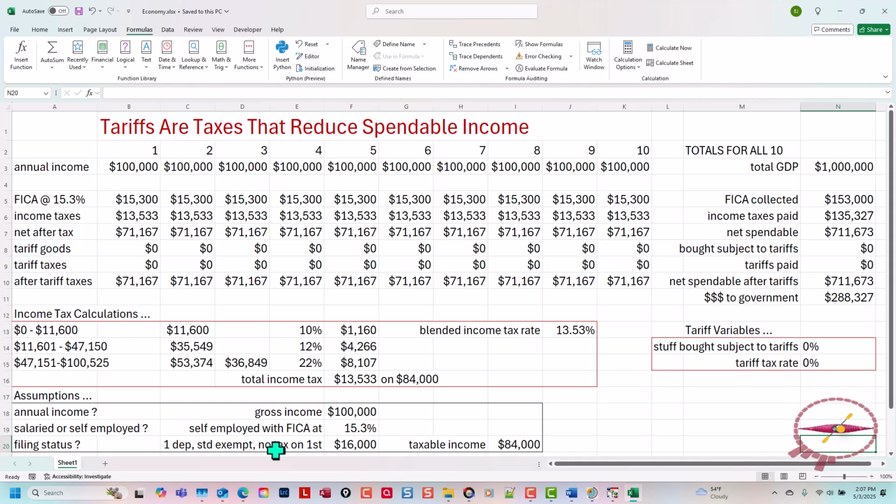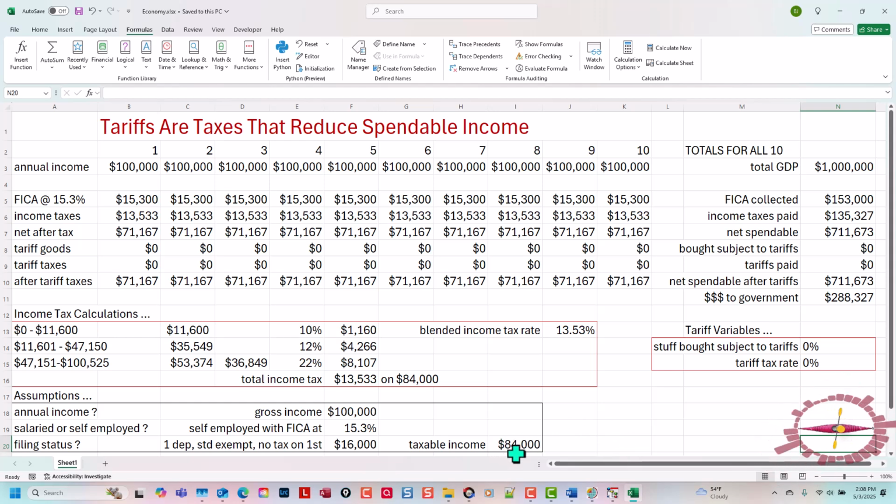For this example, we're going to assume the person makes $100,000 a year. They're self-employed so that their FICA taxes, Social Security and Medicare, are at 15.3%, and their filing status is one dependent standard exemption, so they pay no tax at all on the first $16,000 of income. If they make $100,000 a year, that means their taxable income when filing is about $84,000.